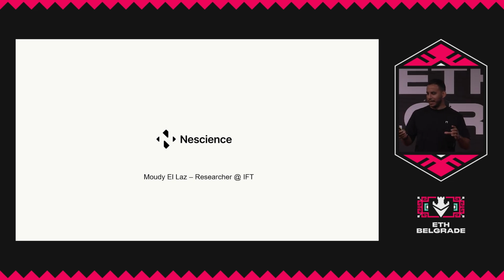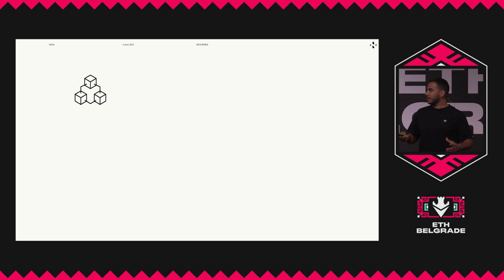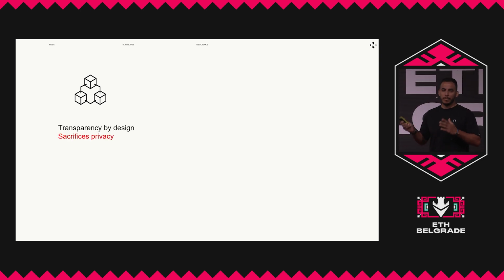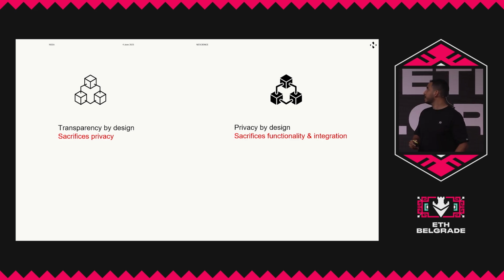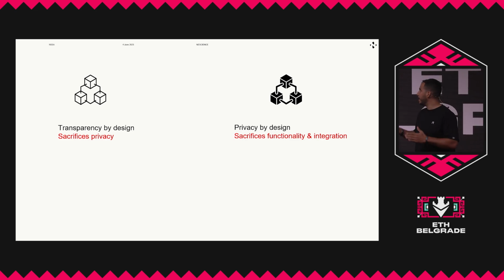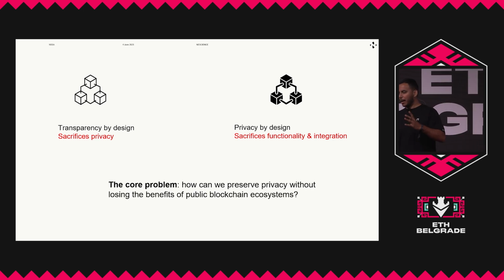Just to be clear about it, it's a state separation architecture, combining private state and public state, but also enabling selective privacy on the user side rather than the apps. To start with the problem we are trying to solve, nowadays we have public blockchains that are transparent by design, but they sacrifice privacy. And then we have private blockchains that are private by design, but they sacrifice functionality and integration. So the problem we want to solve is how we can preserve privacy without losing the benefits of the public blockchain.